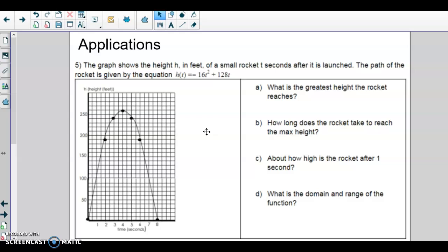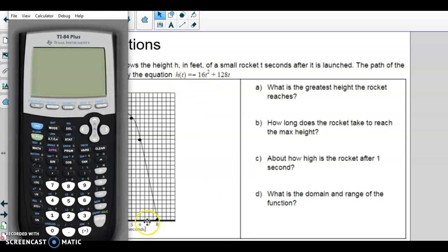If I were to find that vertex, I would do negative b over 2a. So here that's negative 128 divided by 2 times negative 16. I could do that real quick, or you can do the whole thing in the calculator. So negative 128 divided by 2 times negative 16, and I'm going to put both of those in parentheses here. And I get 4. So it takes 4 seconds. That's what this means: 4 seconds to get to its maximum height.